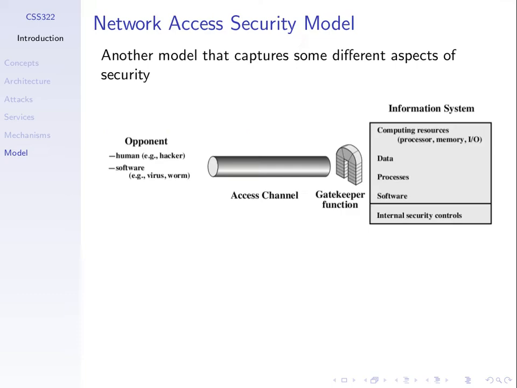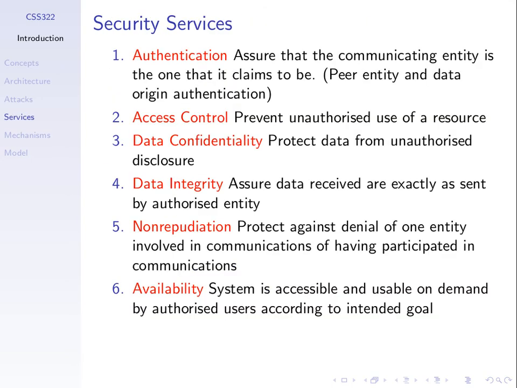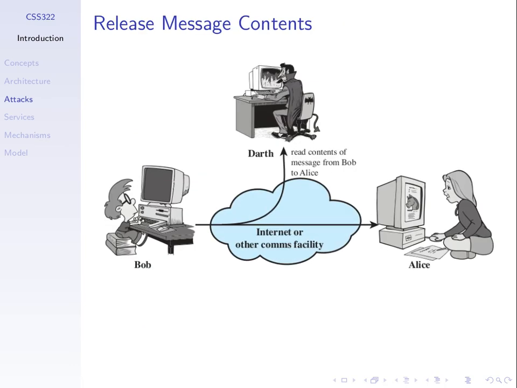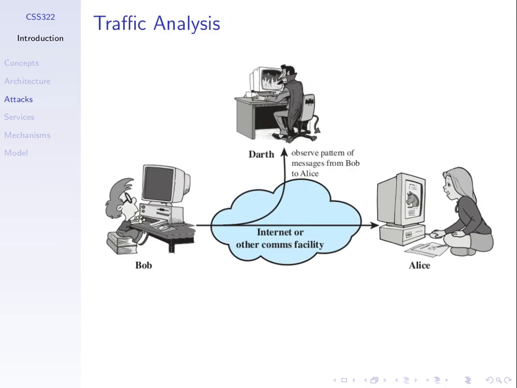Okay, question about traffic analysis. Let's assume that the message sent from Bob to Alice is encrypted. That means Darth can receive the message, but cannot see the contents. They cannot read the contents of the real message, so they cannot release the message contents. What can they do with traffic analysis?